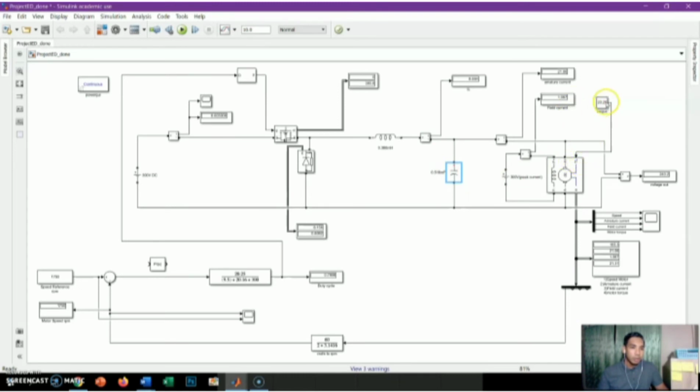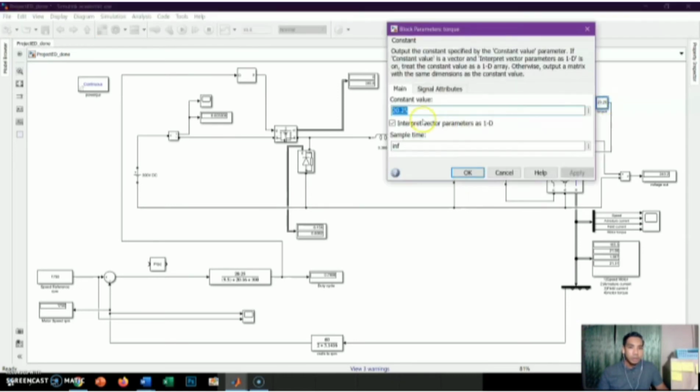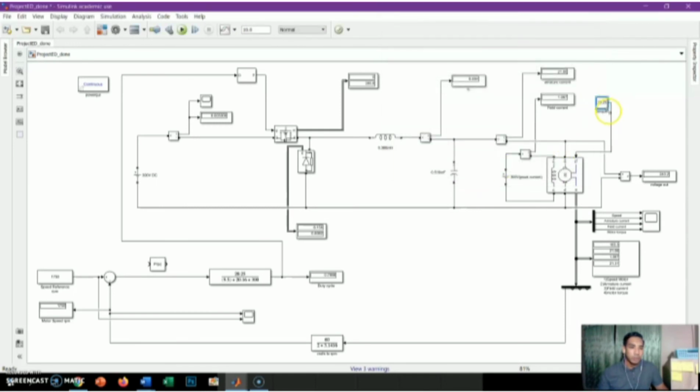The load torque is 20.25 newton meter. We have set this as fixed. This torque we get from the formula. Then the motor will produce the speed. So we will run this simulation without using the PI. We will see the output without using the speed controller PI. So let's run.